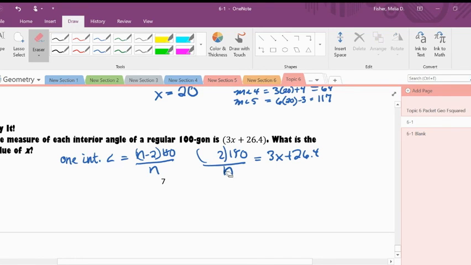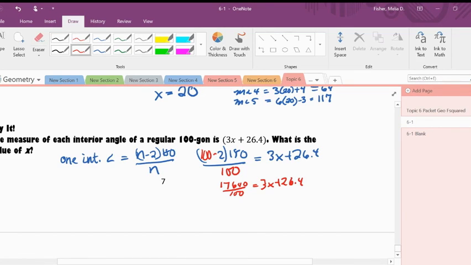We actually know the value of n is 100 because it's a 100-gon. So we can fill in the 100 right there. That makes this side really easy to evaluate because 100 minus 2 is 98, and then times 180 means that we have 17640 over 100 equals 3x plus 26.4.